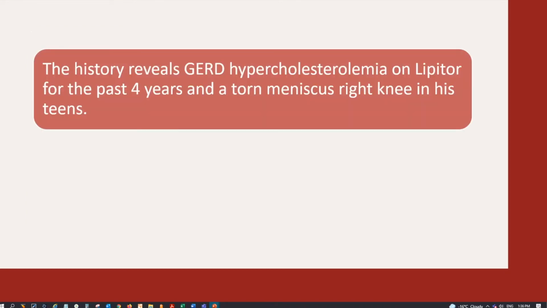The history reveals GERD, hypercholesterolemia on Lipitor for the past 4 years, and a torn meniscus right knee in his teens. This one's getting a little bit more challenging, so just want you to look at that for a second. Hopefully the way that I'm reading it is helping a little bit. So let's look at this.